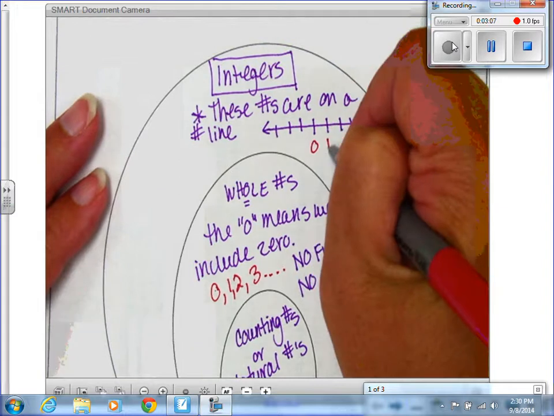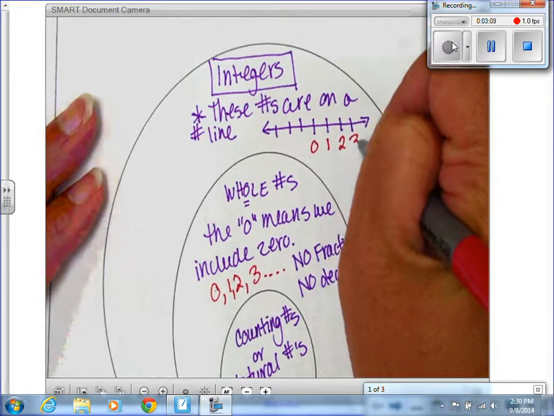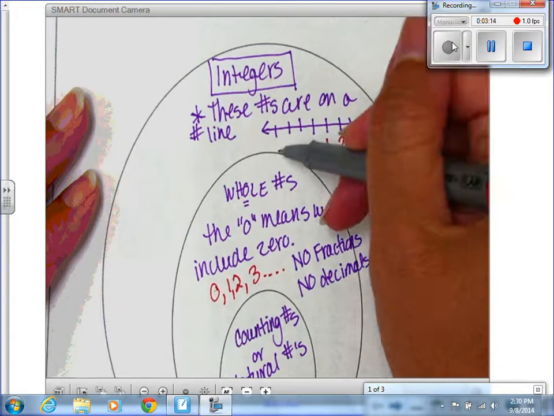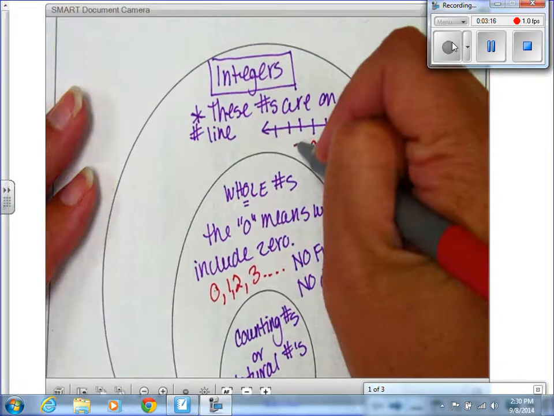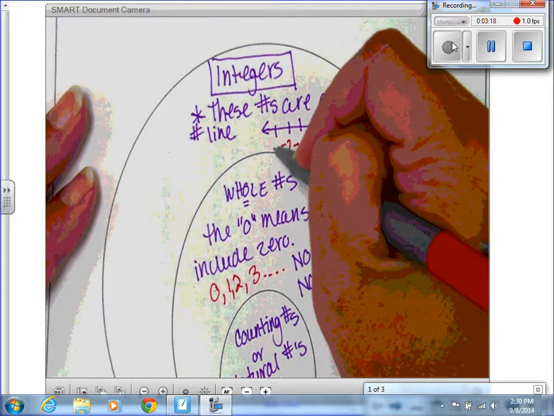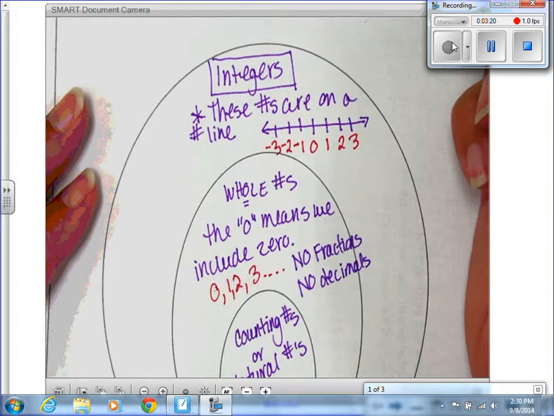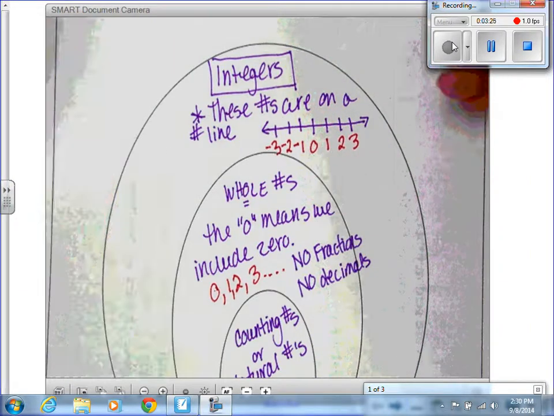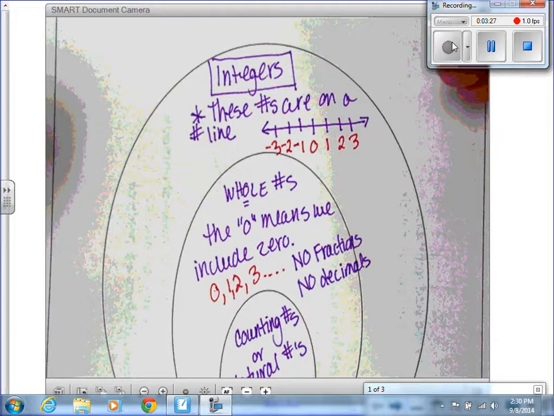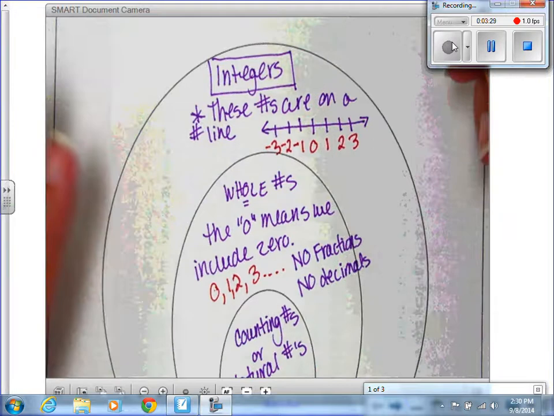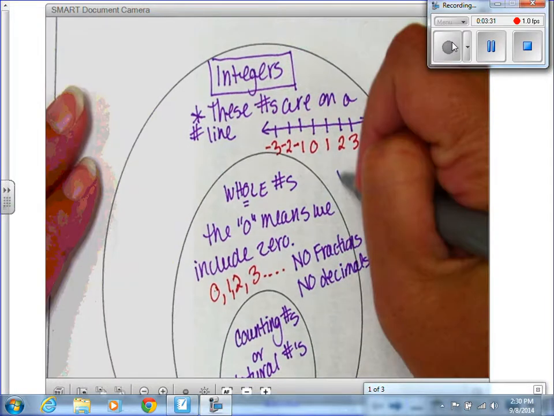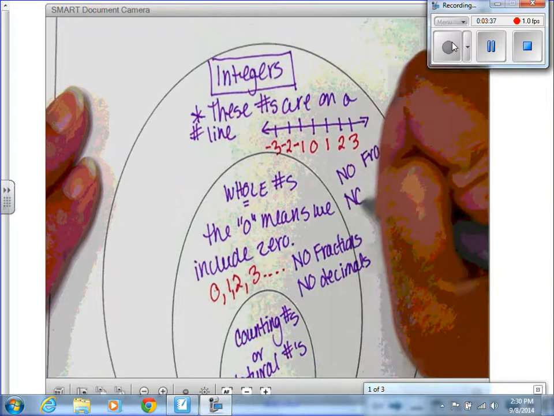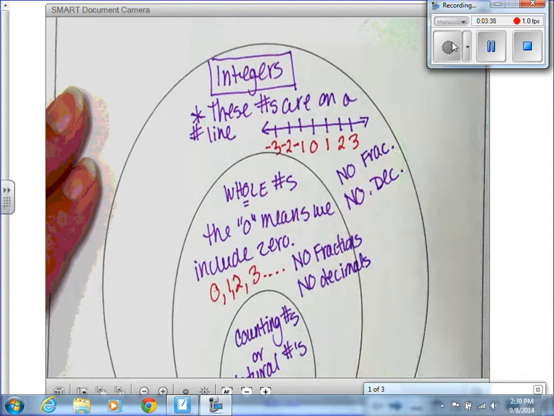So if we start with 0, 1, 2, 3, these would be our whole numbers. And then we would have all the opposites of those whole numbers. So now we would also have negative 1, negative 2, negative 3. Again, to keep in mind here, this is a traditional number line. So we're talking about the whole numbers and opposites, no fractions. So we still have, with our integers, no fractions in here. And again, we have no decimals.